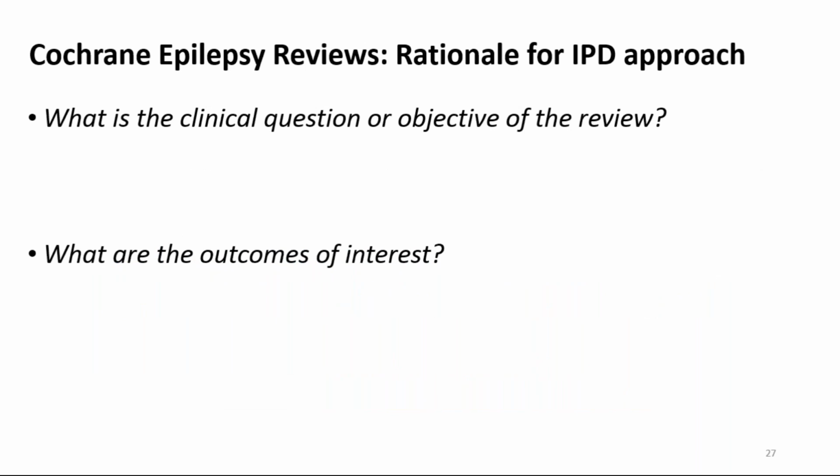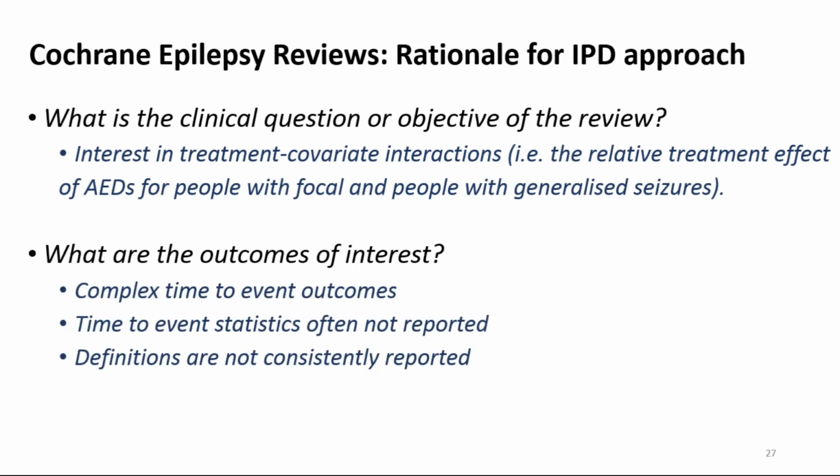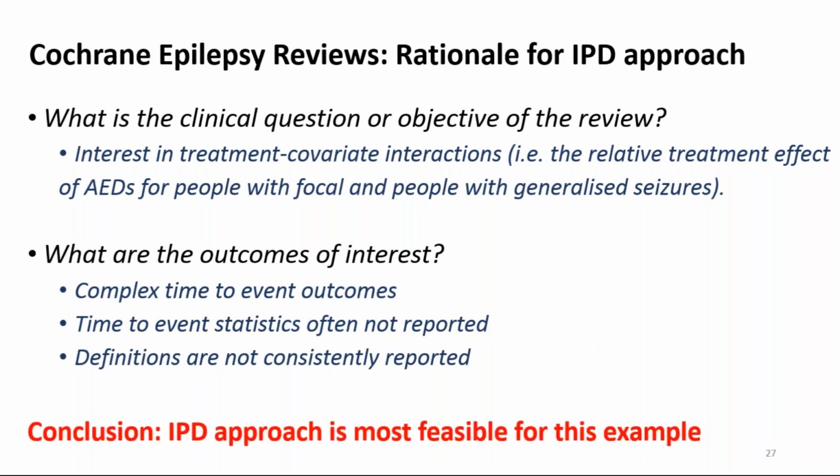So thinking about what this means for our objectives and our outcomes, we have an interest in treatment covariate interactions. So in other words, we want to know what the relative effect of these drugs is for people with the two different seizure types. We also have complex outcomes. We have time to event outcomes, which may not be consistently reported, and the time to event statistics that we need may not be available anyway. So we've concluded in this particular example, an IPD approach is the most feasible and the most sensible approach in this case.